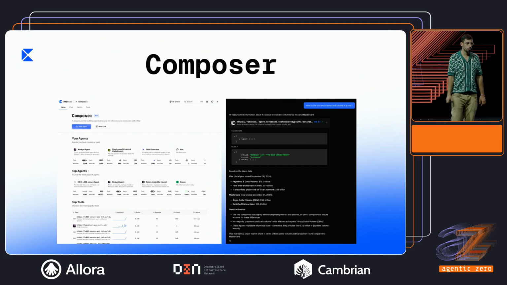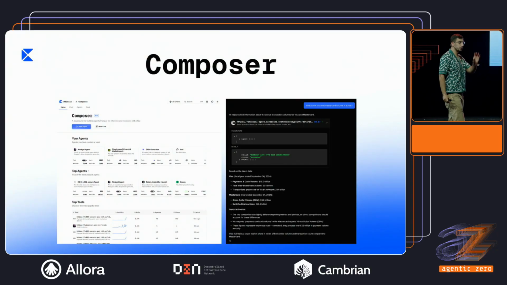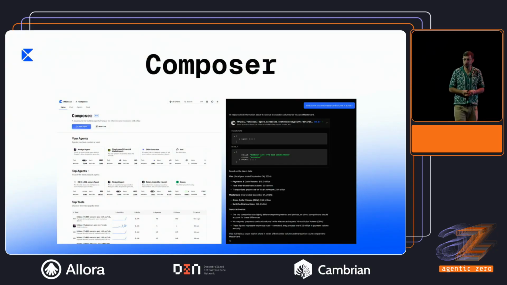With x402, if someone like the New York Times would expose x402 on their website, the agent would go there, pay like 5 cents to get access to that article, and use that to give back a response to the user.